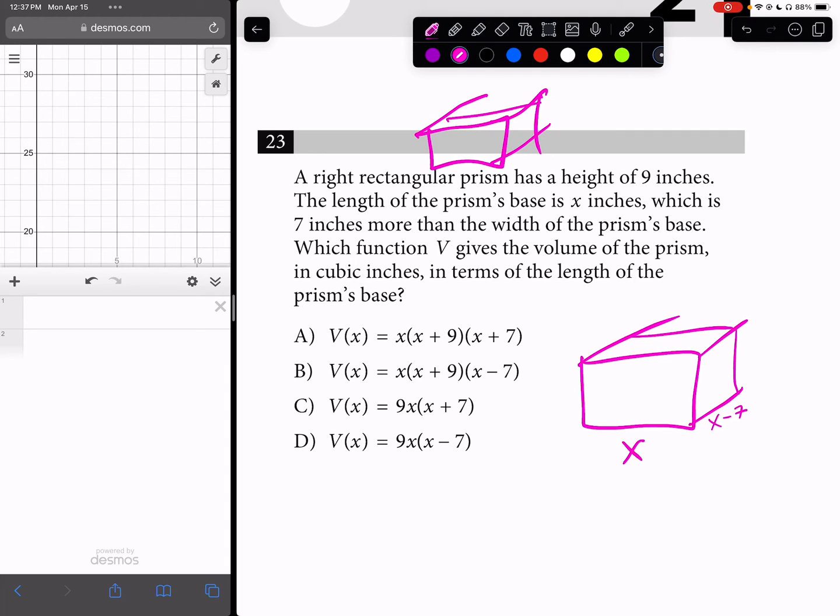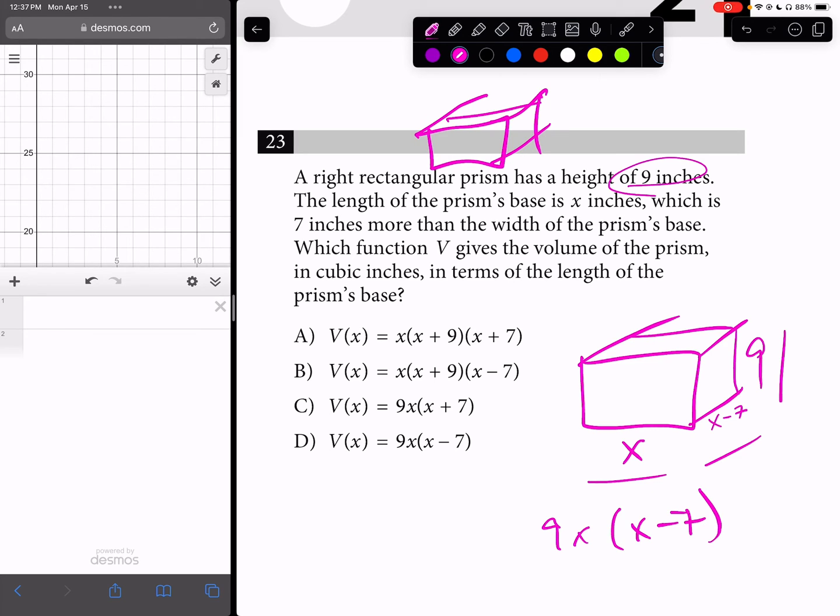Okay. Which of the following gives the volume? Oh, the height is 9. I should have seen that. So length times width times height. I think it's B, not B, I'm sorry. I think it's 9 times x minus 7.